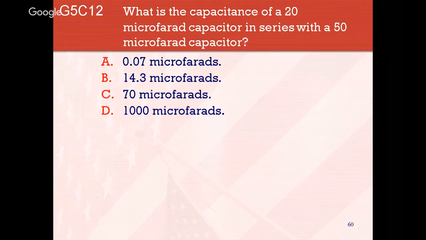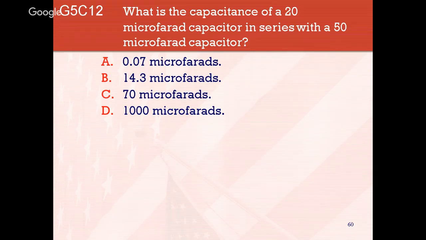The capacitance of a 20 microfarad capacitor in series with a 50 microfarad capacitor. Remember what happens with that series, okay? And you've got to remember again that capacitors in series are like resistors in parallel. You're going to decrease the capacitance in series that way, and it's always going to be less than the lowest value capacitor that you have.